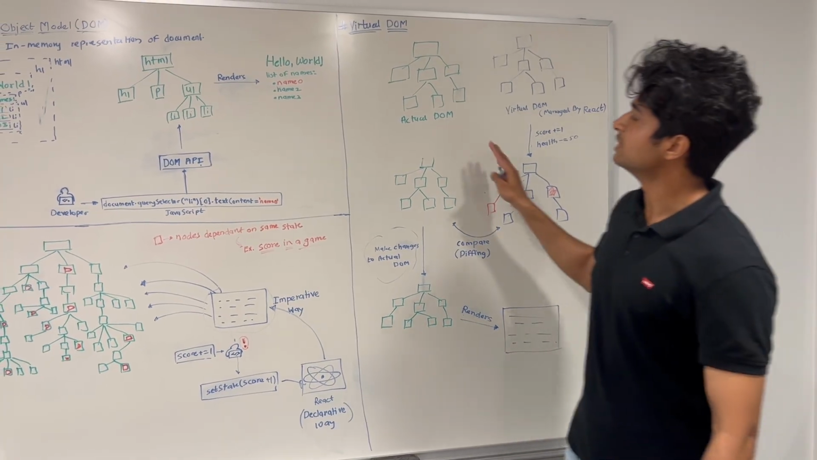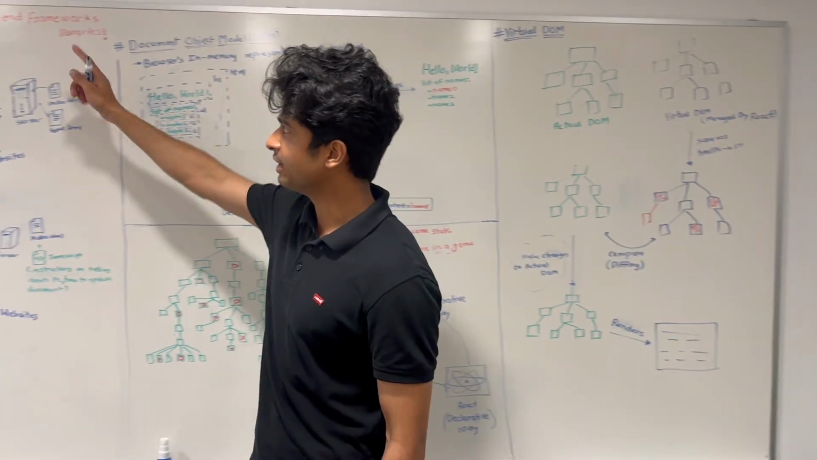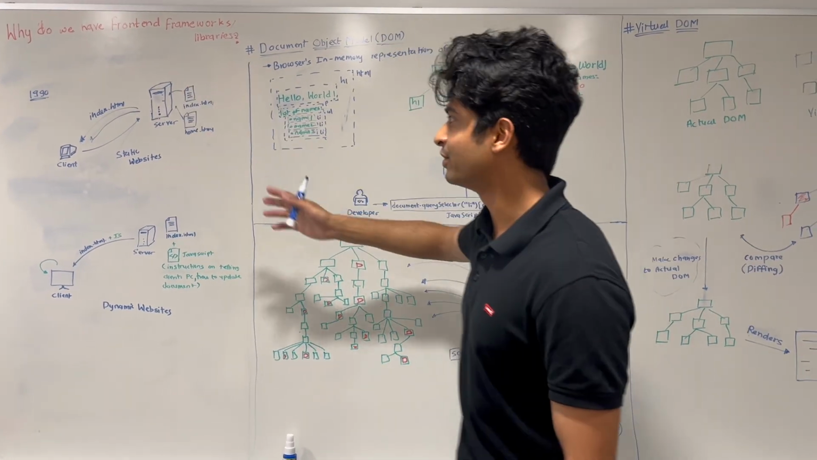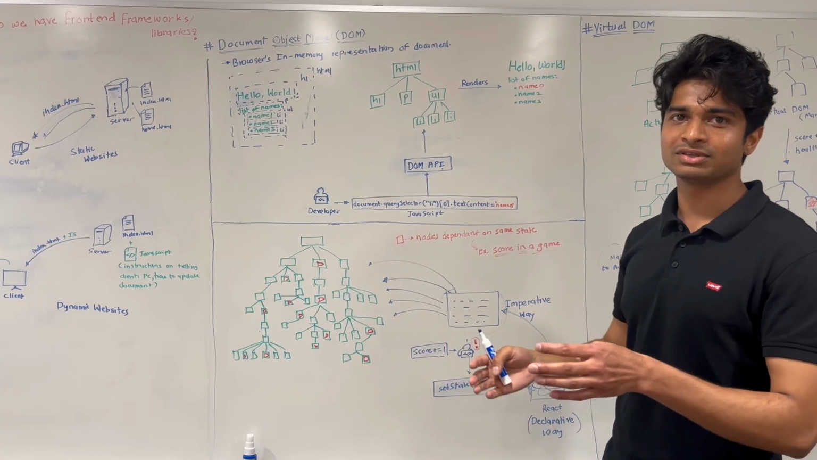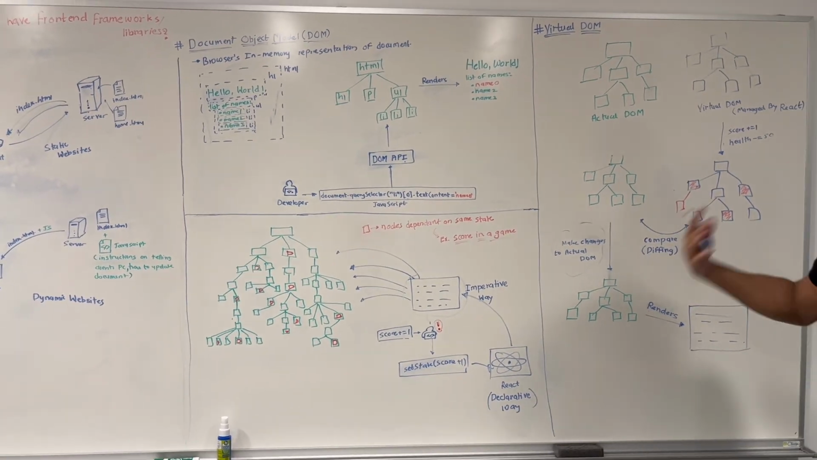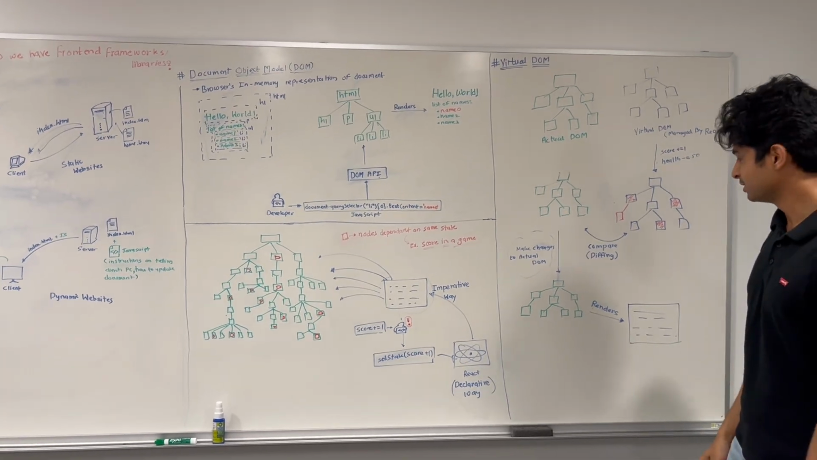So yeah, I think this would give an intuitive understanding of why we have front-end frameworks and libraries, because in software development we want to abstract stuff so that we can have a better experience of developing, experimenting, and coming up with new things, right?